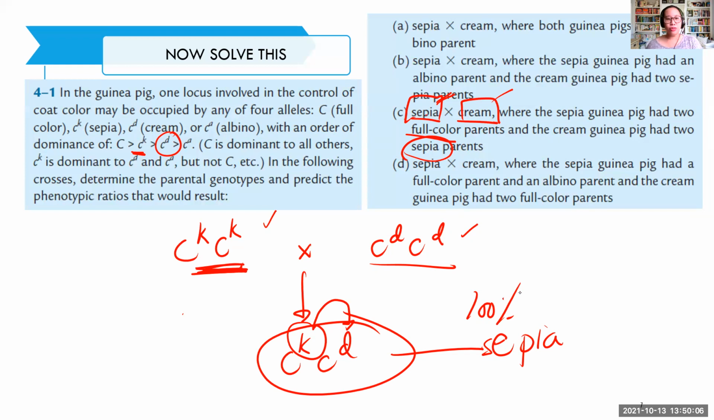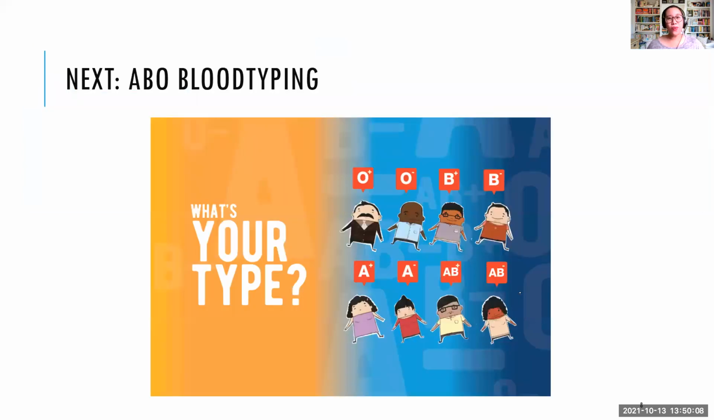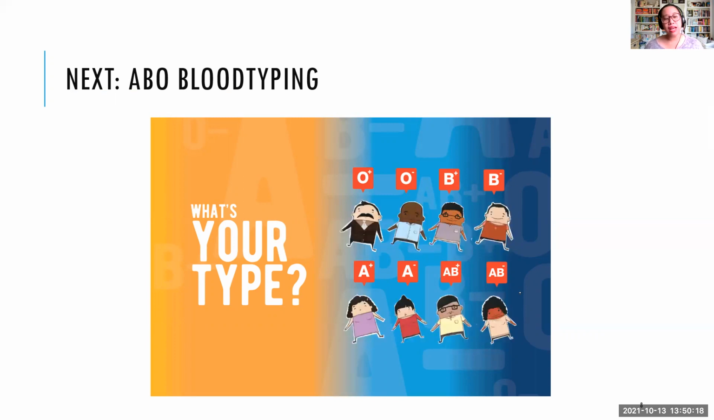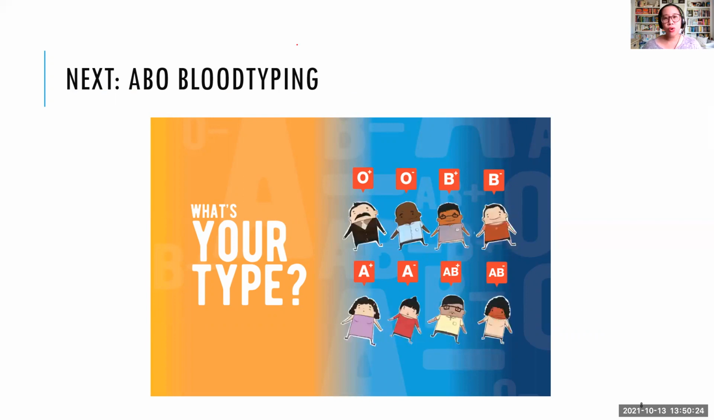All right, so moving on. Oh, it's over. So this class is the end of multiple alleles. So another example, a continuation in another PowerPoint, is blood typing. So remember that blood type is also an example of multiple alleles as well as codominance.